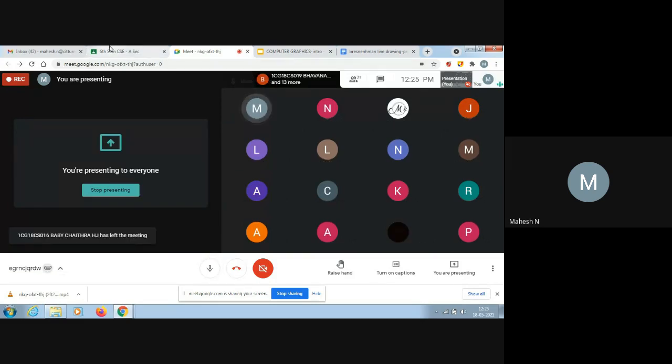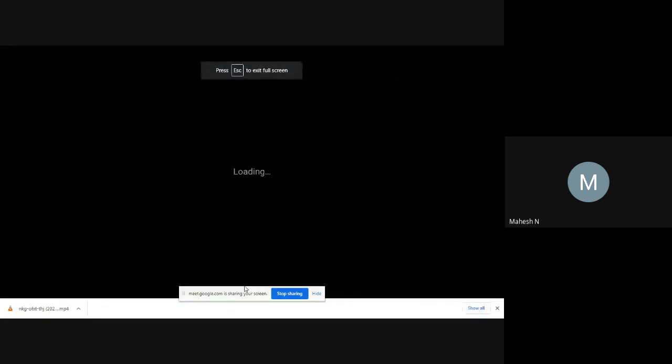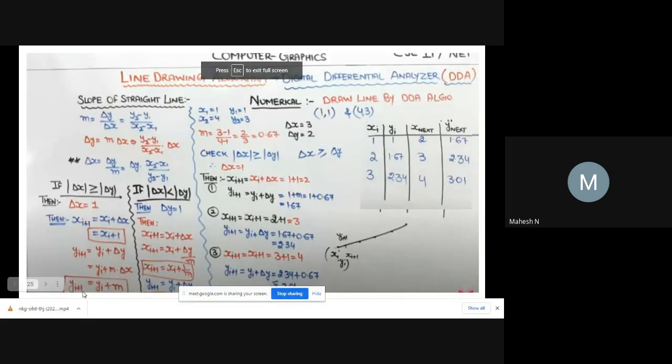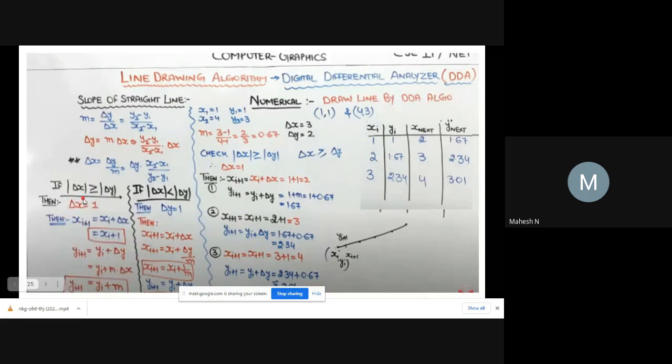Okay, yes. In the last class we were discussing the digital differential analyzer algorithm, right? Let us check one of the problems with respect to DDA, and then we should go further. So now the numerical problem is to draw a line by the DDA algorithm.